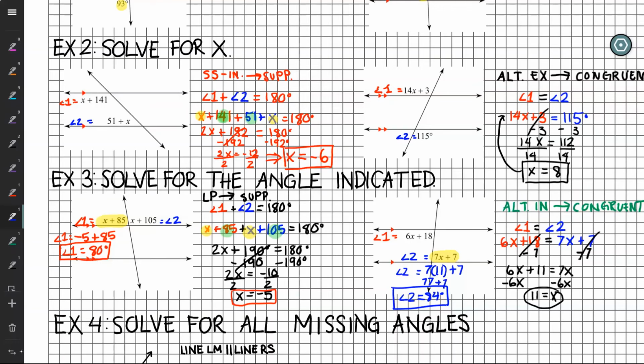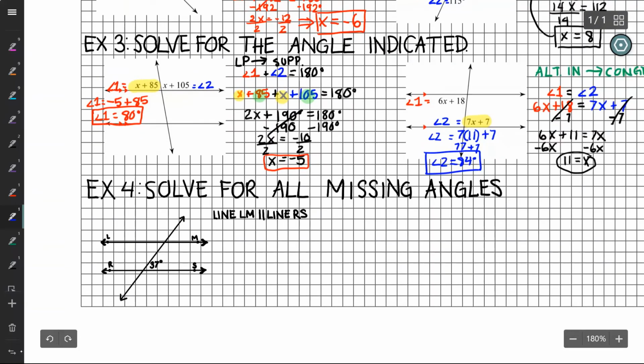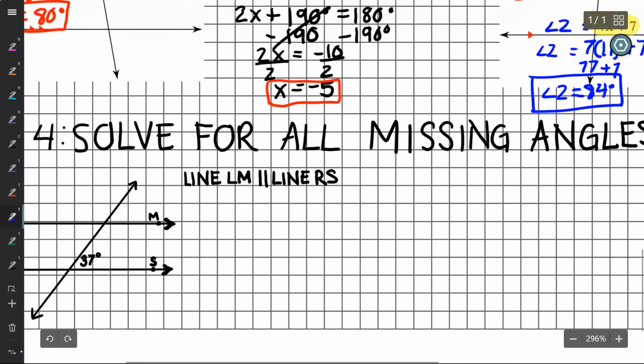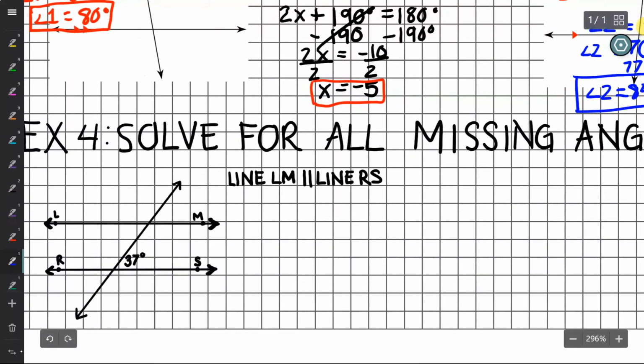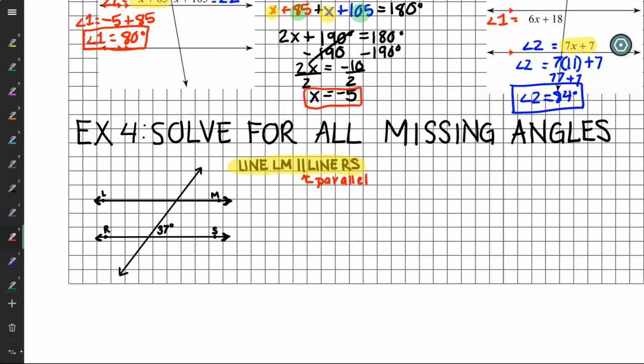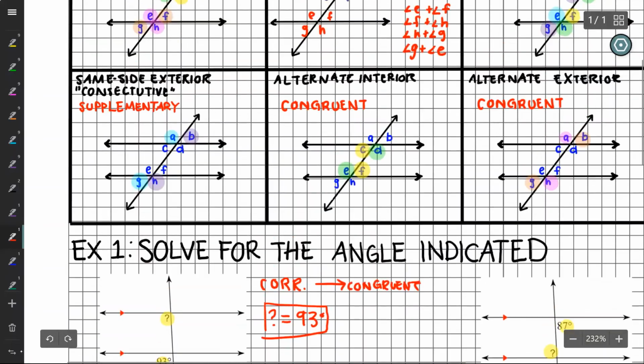Alright, and our last example, we have this problem. We only have one angle, but we want to solve for all of the missing angles. And the problem tells us that line LM is parallel, this symbol here means parallel, to line RS. So that means that we can apply the properties of all of the angles in our table. So what I want to do is start with my angles that I know are congruent. So let's start with our corresponding angles.